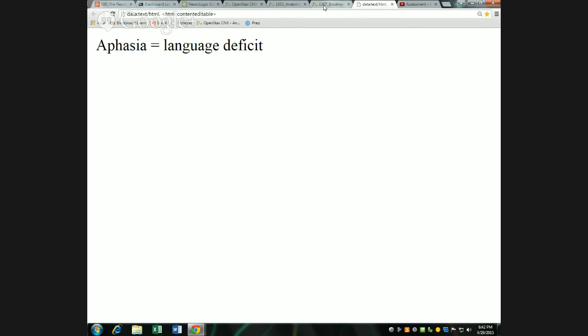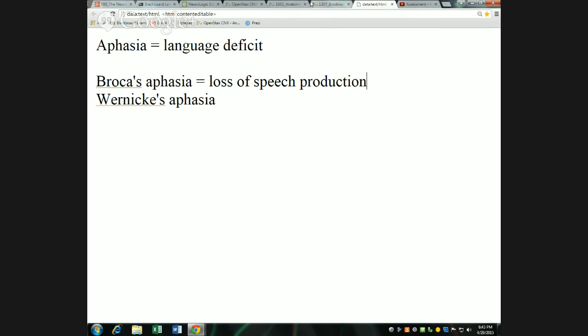There are two types of aphasias that I want to talk about: Broca's aphasia and Wernicke's aphasia. These are both neurological deficits that result from damage to those particular places. So let me define both of these. Broca's aphasia is a loss of speech production, or a compromise of speech production. And Wernicke's aphasia is a loss of language comprehension.